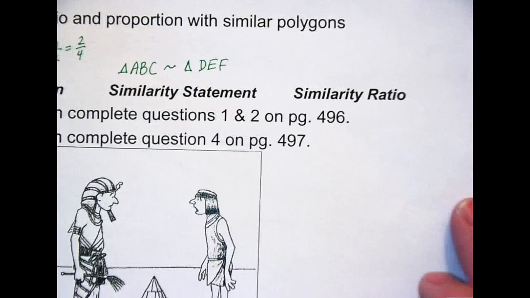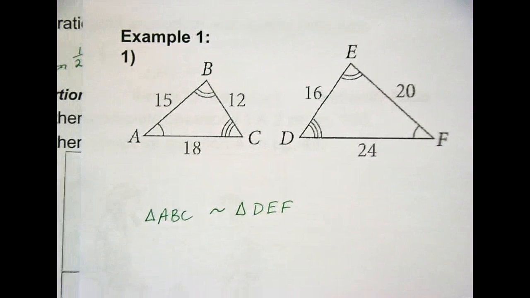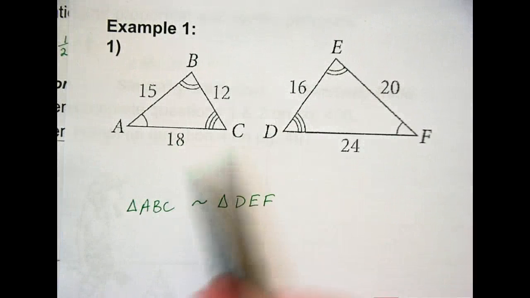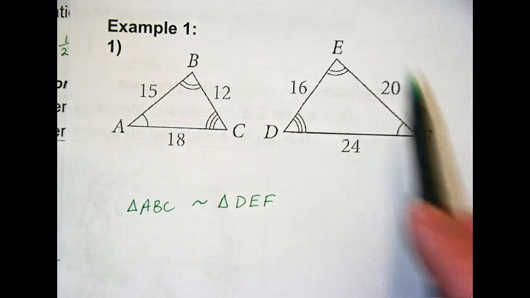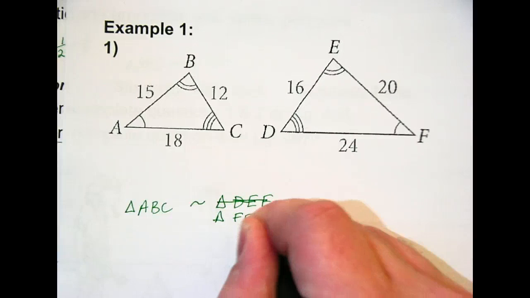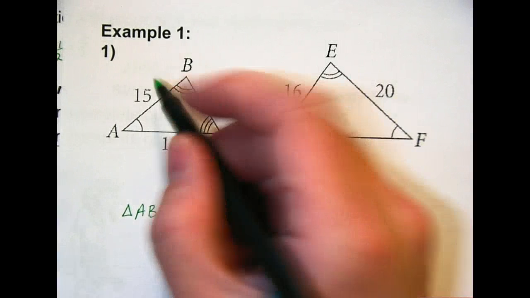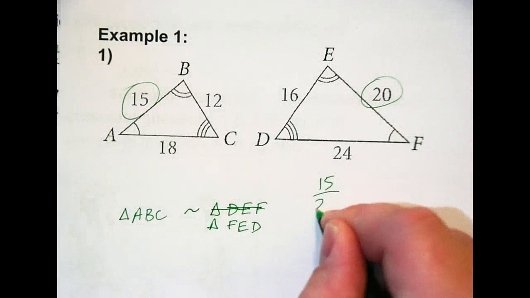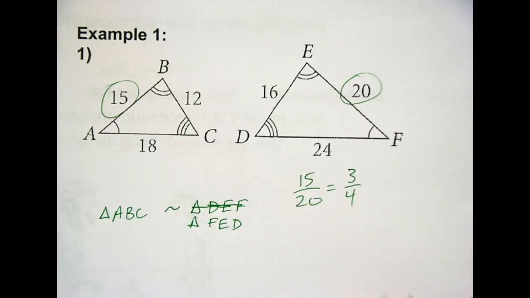Okay, similarity ratio. Chase? The ratio of lengths of corresponding sides of similar polygons or solids is a similarity ratio. Good. So these two triangles are similar. Similarity ratio would compare the two sides. I actually have my statement a bit backwards. It should be triangle FED in this problem. So if we have corresponding sides, AB corresponds to FD. Similarity ratio would be a 15 to 20 ratio. Now we know 15 to 20 actually reduces to, what's that become? 3 to 4. Okay, a similarity ratio of 3 to 4.